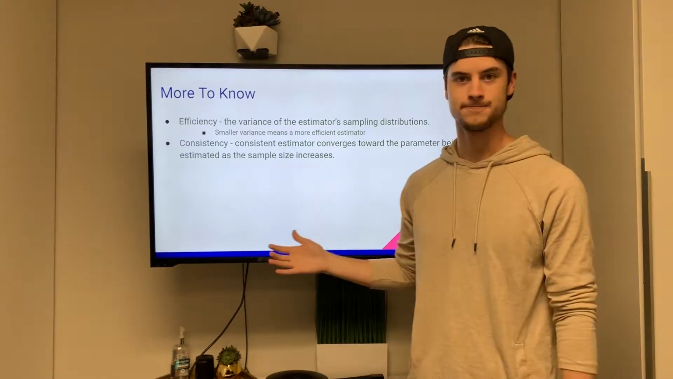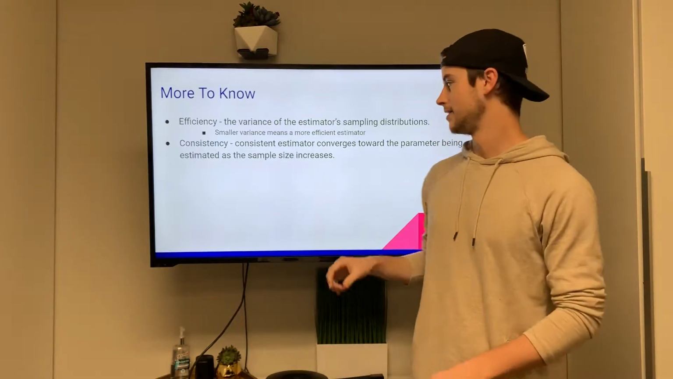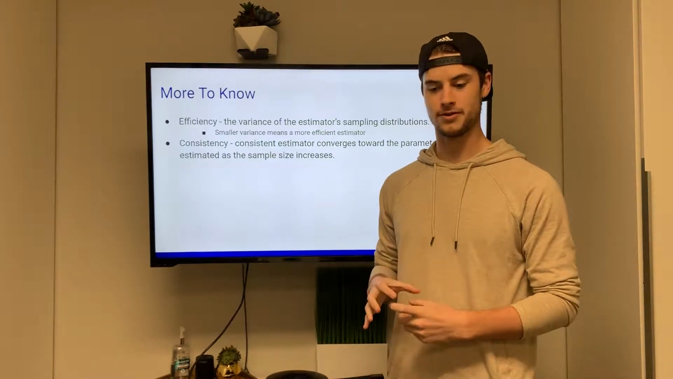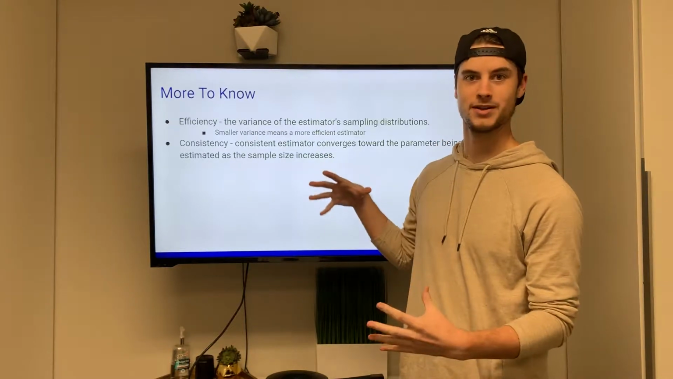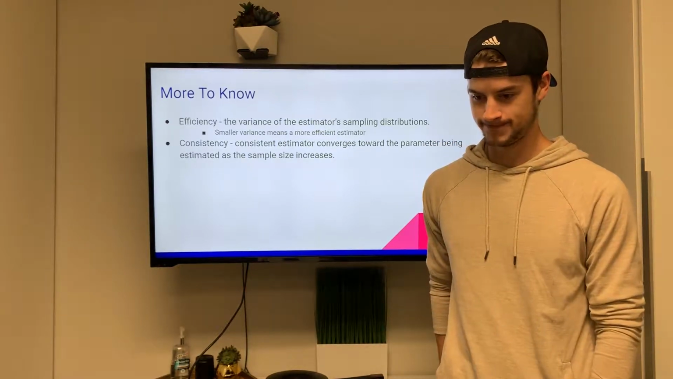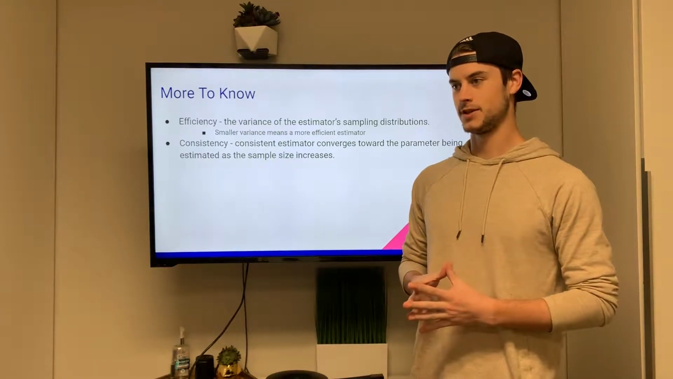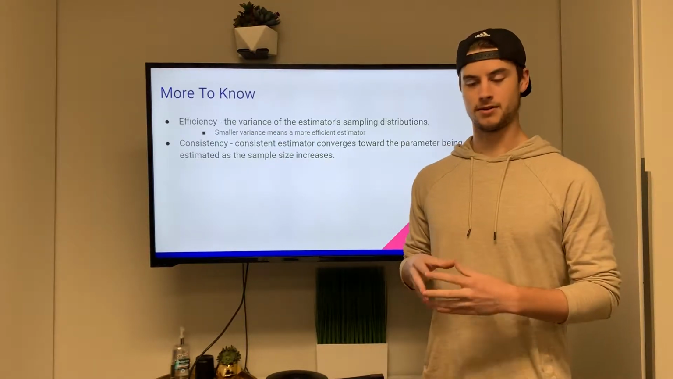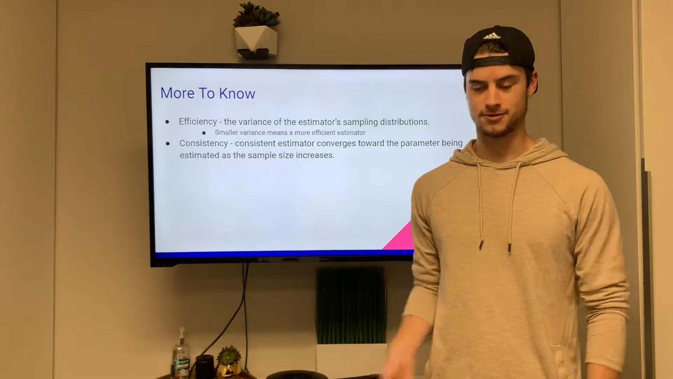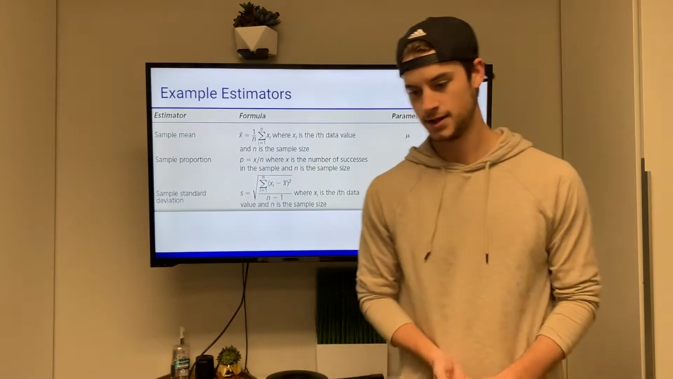Okay, consistency. That deals with the spread of the data. Again, shooting a target, the smaller spread you have, so the closer the shots are together, the more consistent you are. The further the spread, the less consistent it is. That's a good way to think about it. A consistent estimator always converges towards the parameter, so the bigger the sample, hopefully the more it converges towards the population parameter being estimated as the sample size increases. So that's two more things to think about when taking sampling distributions.